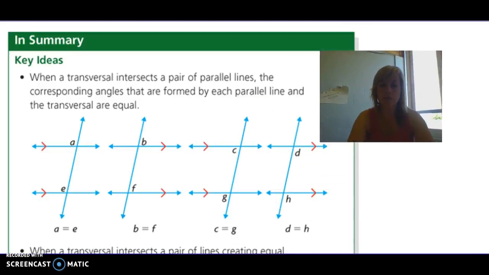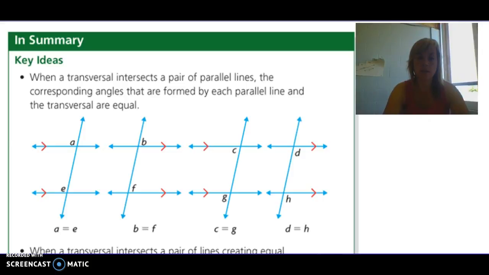Okay, I'll cruise over here so we can see our summary. The key idea is when a transversal intersects a pair of parallel lines, the corresponding angles that are formed by each parallel line and the transversal are equal. So in this case, they are saying these corresponding angles, see they're in the top corner, so A and E would be equal. This only is true if these lines are parallel. Same with B and F are equal if these lines are parallel. C, G, and D, H.